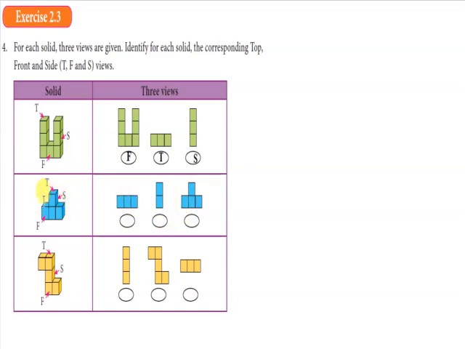So the first answer here for this one is top view, and the second one is called side view, because from the side only two squares are seen. So it is side view.